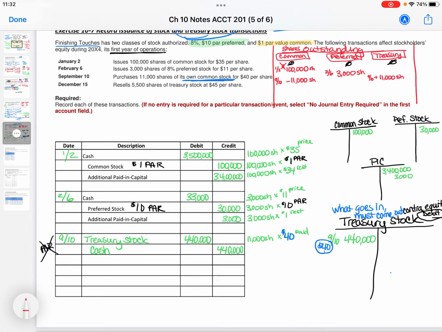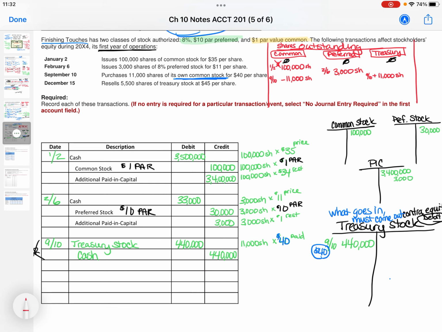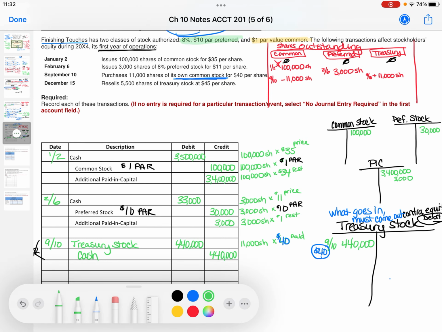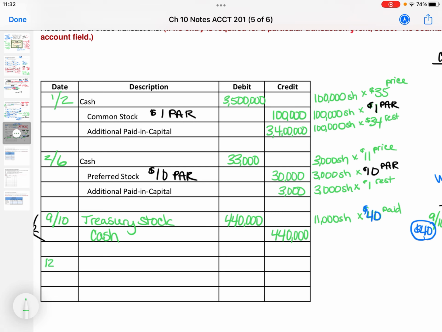So now the next entry on December 15th, I'm going to resell 5,500 of those shares of stock. So half of them, exactly half. Now the entry for cash, of course, for this problem will be really simple. December 15th, debit cash, you're receiving cash, 5,500 shares times the amount you sold them for, $45 a share. That's the sales price. So $247,500. Simple, right?